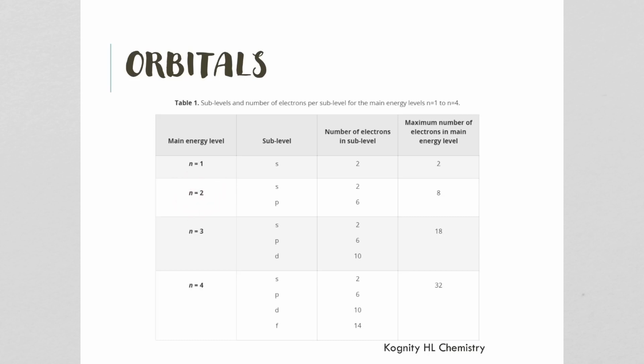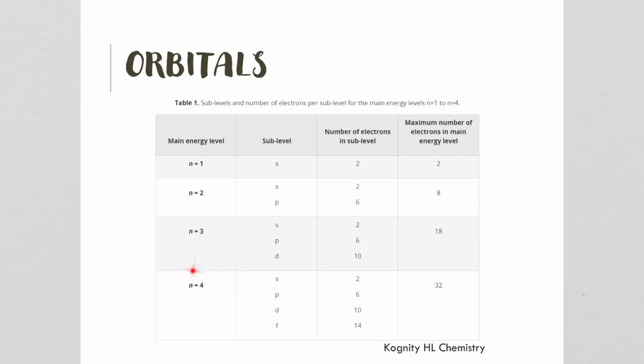When n is 2, there are 2 sublevels, s and p. So 2 electrons fit in the s orbital and 6 fit in the p, a total of 8 in period 2. The next energy level, period 3, or n equals 3, you have s, p, and d sublevels. So 2, 6, and 10 electrons can fit in energy level 3, a total of 18. If you count across period 3, you would see that there are 18 all the way across.